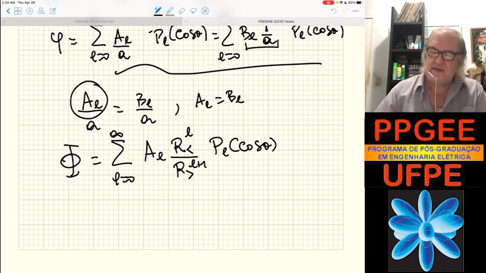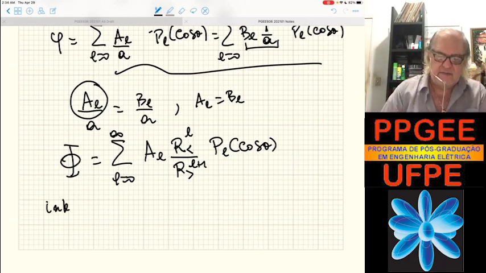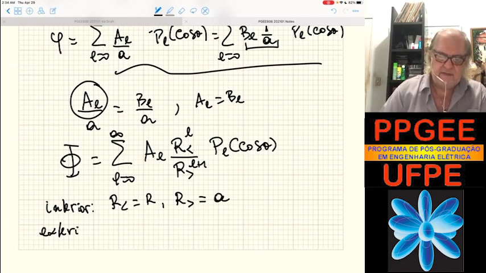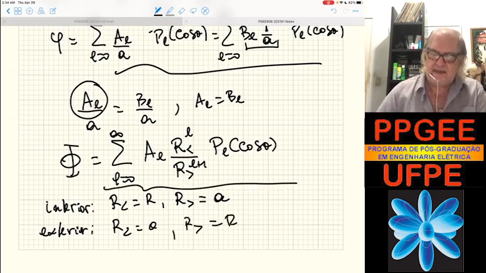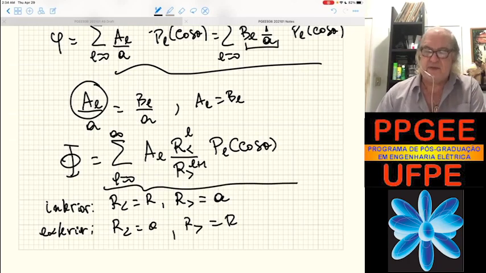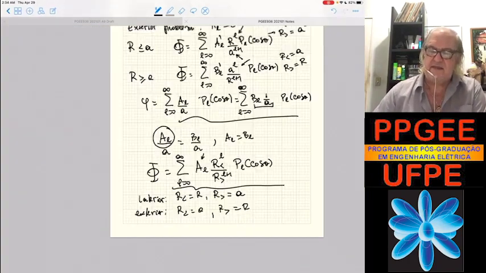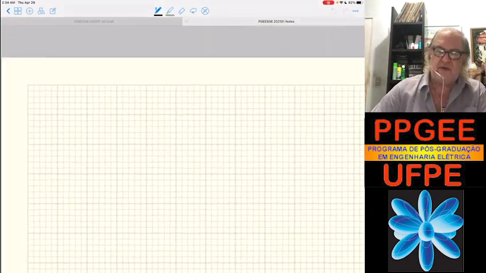If you want to consider the interior problem, smaller r equals R, larger r equals A. Exterior problem, smaller r equals A, larger r equals R. So I can put the two solutions together like this. The only thing that's left is to determine the coefficient, and now we go to the orthogonality.